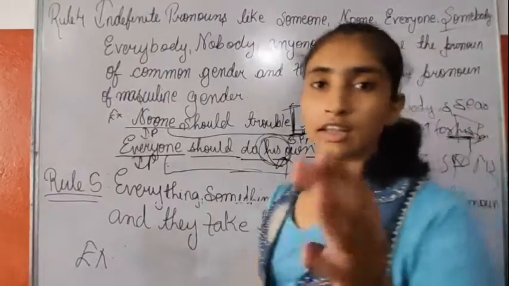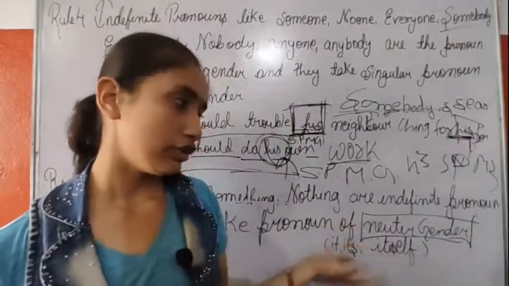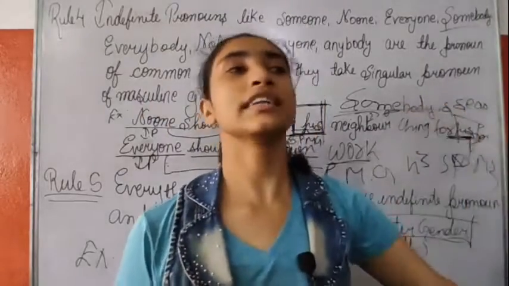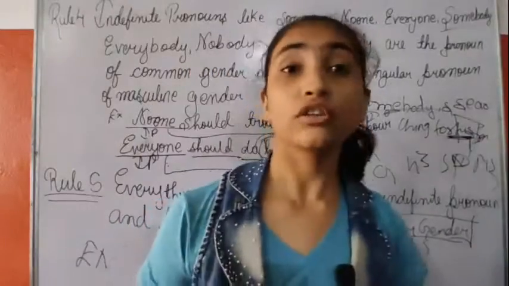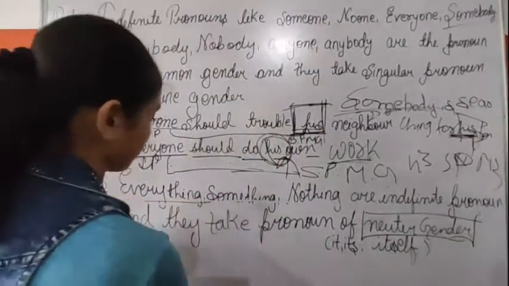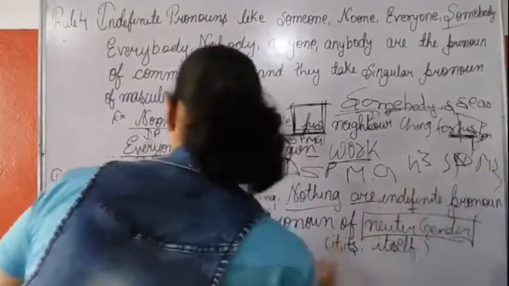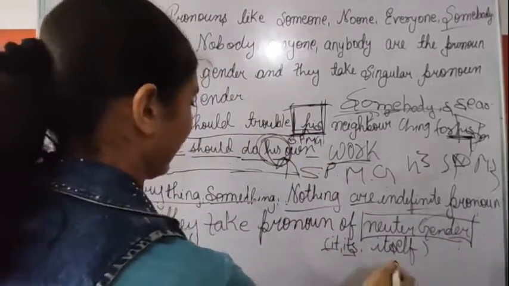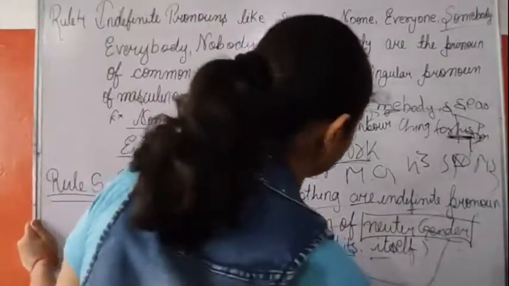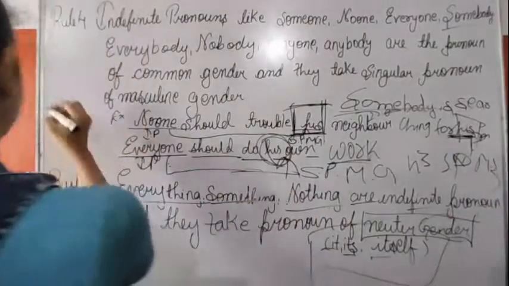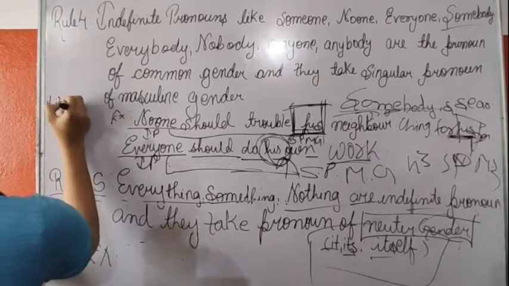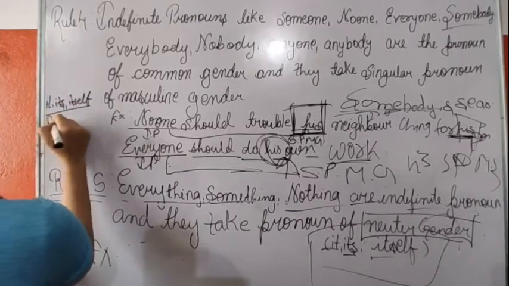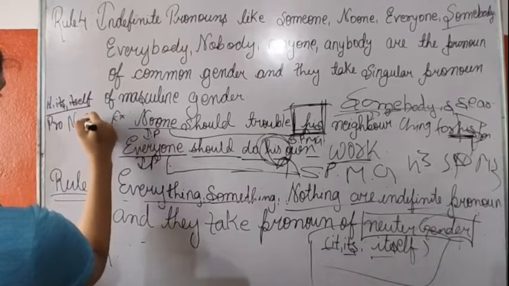In your life, there would not be very much influence of the neuter gender, but in grammar, neuter gender influences the rules, the common errors, and all the things that are related to gender. Here, everything, something, nothing are indefinite pronouns, and they take a pronoun of the neuter gender. But what's the pronoun of the neuter gender? They are it, its, itself. You'll have to learn it. These are the pronouns of neuter gender.